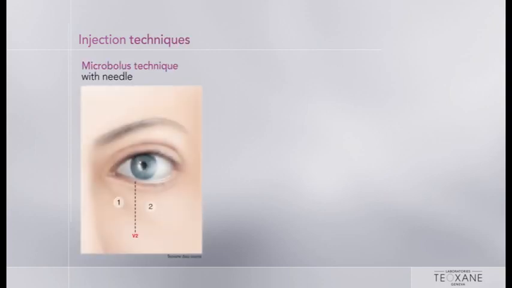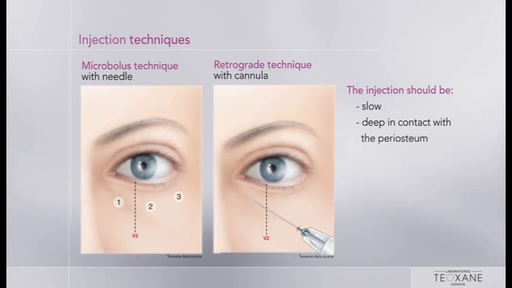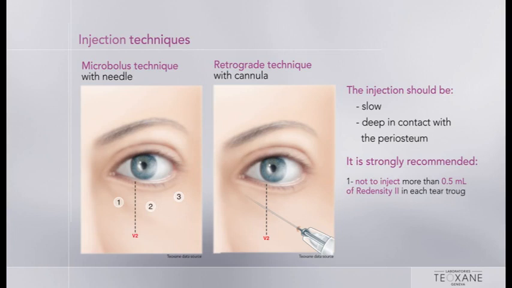There are 2 techniques of injection: microbolus with needle or retrograde with cannula. The injection should be slow, deep, in contact with the periosteum. It is strongly recommended not to inject more than 0.5 milliliters of Redensity 2 in each tear trough and palpebromalar groove, whatever the technique used. It is also strongly recommended to undercorrect during the first session by injecting less than 0.5 milliliters and then see the patient 1 month after for touch-up only when necessary.